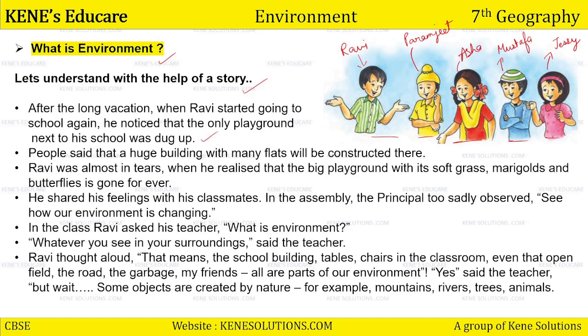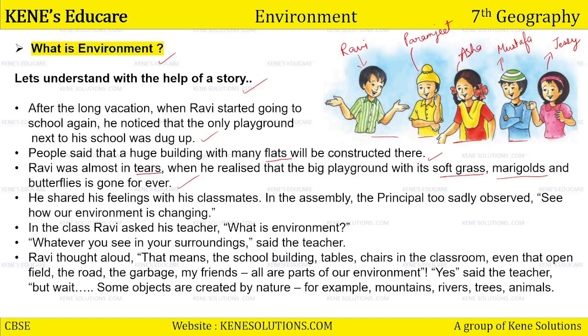People said that a huge building with many flats will be constructed there. So the playground they had was dug up, and in the place of that playground, some person will make a huge building with various flats in it. When Ravi heard this, that in the place of our playground, a building will be made, he was almost in tears. When he realized that the big playground with its soft grass, marigold flower and butterflies is gone forever.